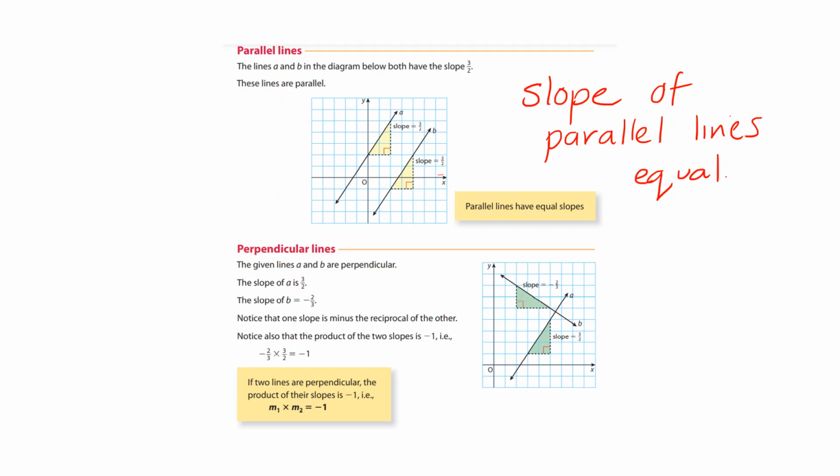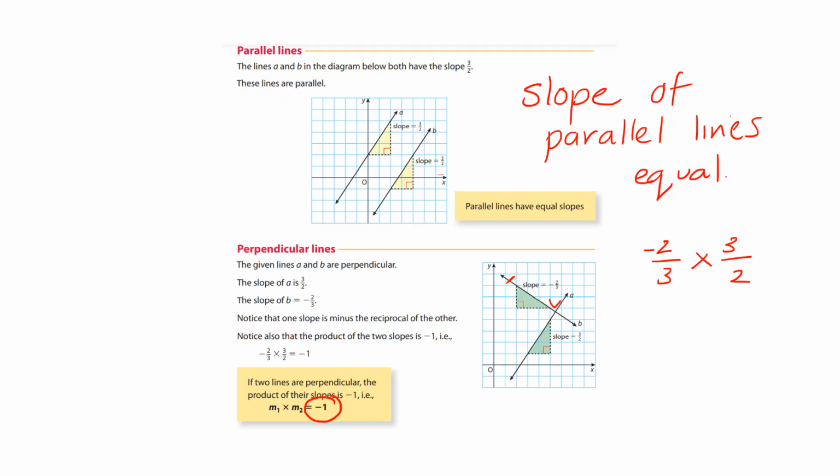Now down here we have perpendicular lines. So perpendicular lines are those lines that meet with a right angle in between them, or 90 degrees in between them. And what we find with these is if we multiply the slope of two lines that are perpendicular, so in this case the slope of this line here is minus 2 over 3, and the slope of this line here is 3 over 2, and we multiply these two slopes together, we should get minus 1. Okay, so let's take a look at this.